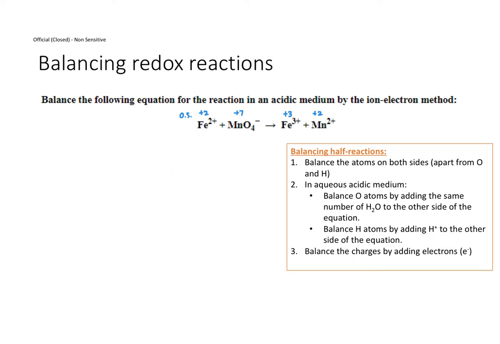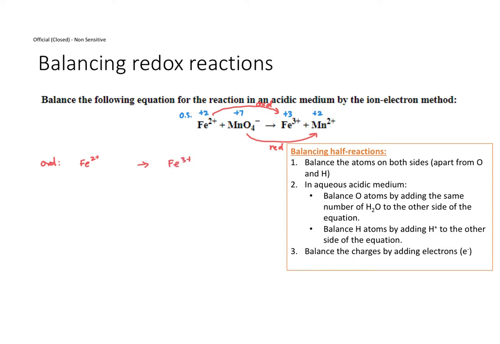So based on the oxidation states, we can tell that Fe2+ was oxidized to Fe3+, so this is an oxidation reaction, whereas MnO4- was reduced to Mn2+. So let's start by writing the half reaction for the oxidation reaction. We have Fe2+ as a reactant, and we have Fe3+ as a product.